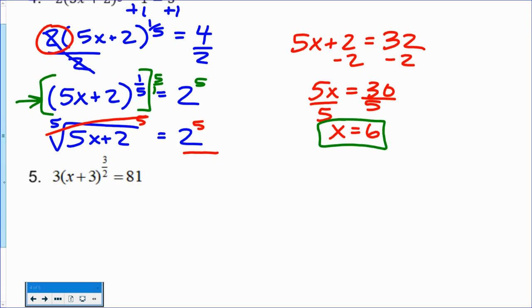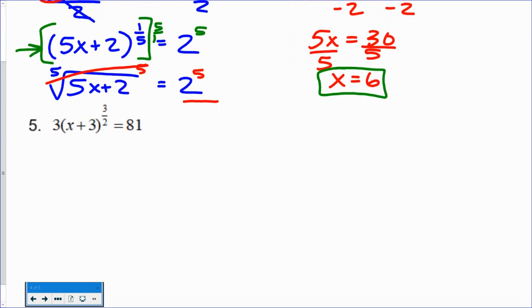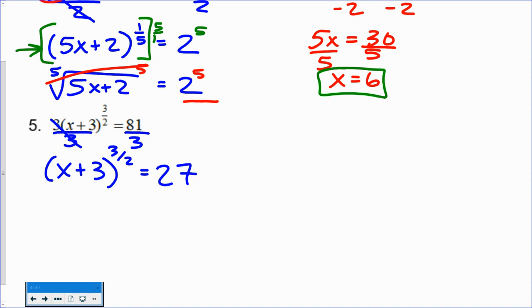All right, for number 5, similar problem here. Once again, that 3 is on the outside. I cannot distribute it because that x plus 3 is being raised to an exponent, so I can't multiply before I take an exponent. So my first step will be to divide by 3. So I have x plus 3 to the 3 over 2 power would equal 27.